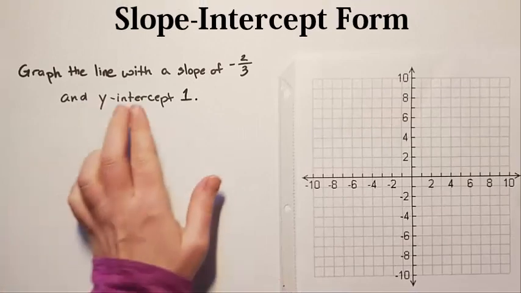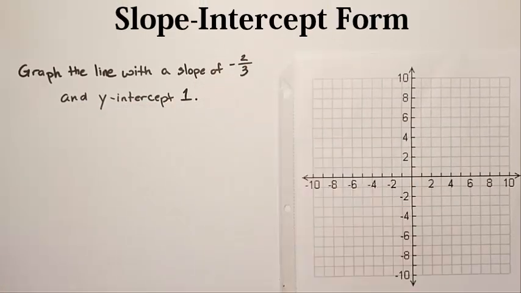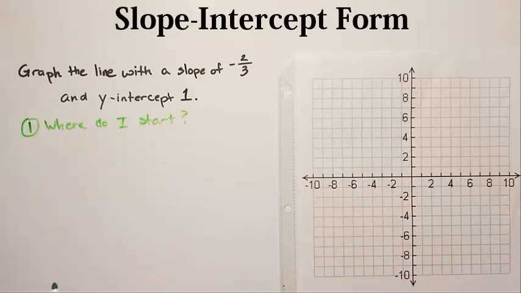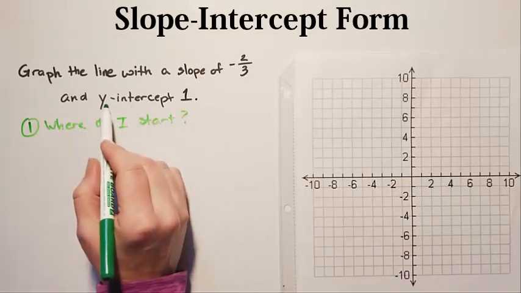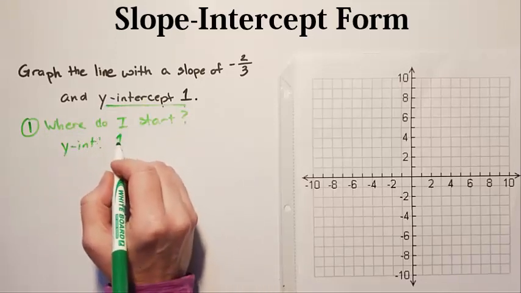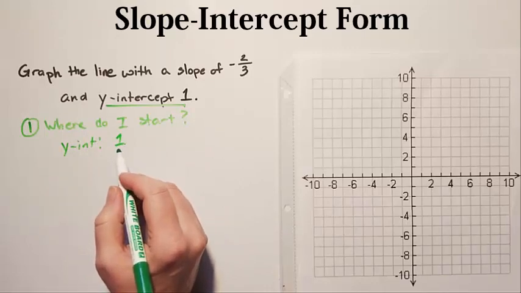Our next point, they want us to graph the line that has a slope of -2/3 and a y-intercept at 1. First, we need to know, where do we actually start putting our points? So our first thought is, where do I start? I have to start on a single point. The y-intercept tells us where to start. My y-intercept is 1. What is that as a coordinate point?